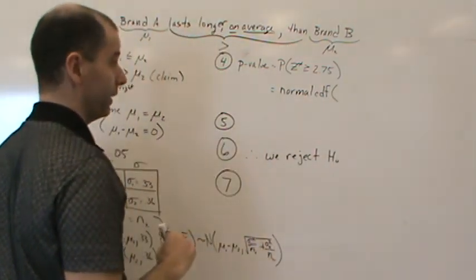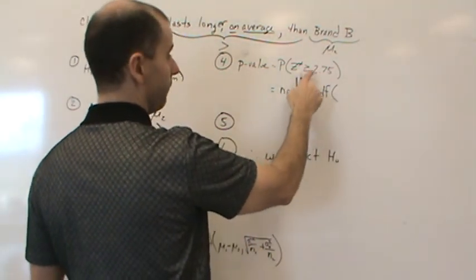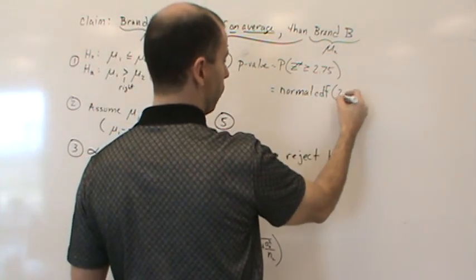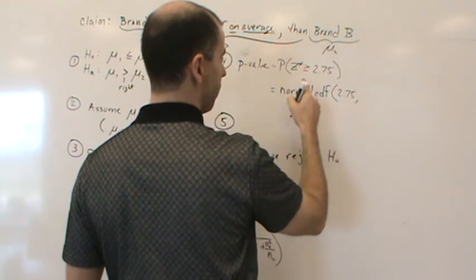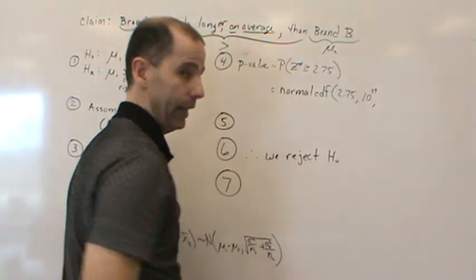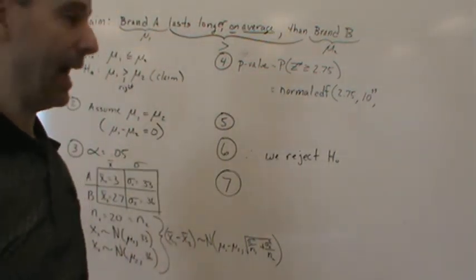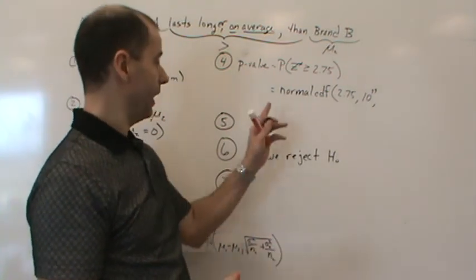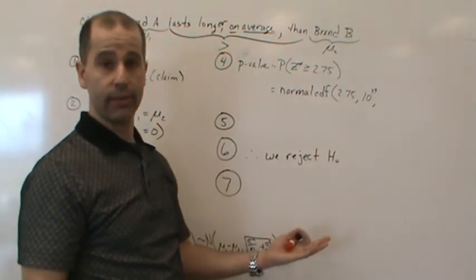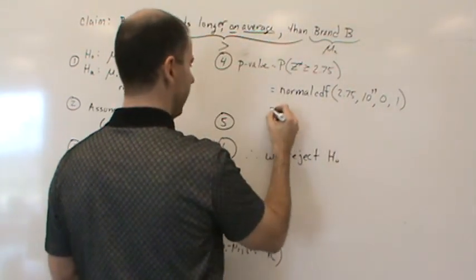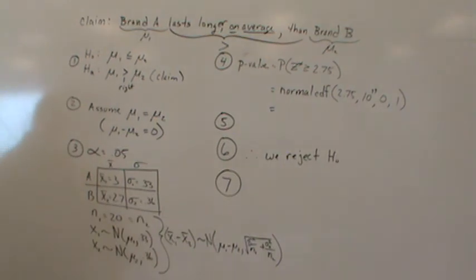My lower bound in this case is 2.75 because it's greater than or equal to here. So my minimum value is 2.75, and then my maximum value I can just put in 10 to the 99th power, right? And then following that, I can go ahead and put in the mean and standard deviation, and I don't have to calculate anything because it's a z-score, so it's always going to be 0, 1. So I just put in 0, 1. And now I'm going to go to my calculator and see what I get.